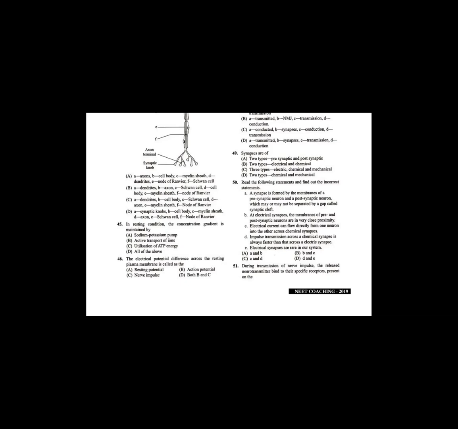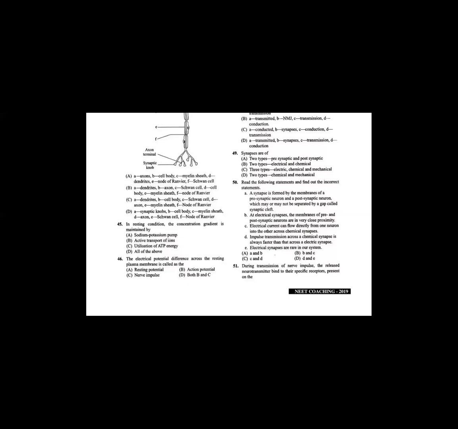So that is the site where a neuro impulse will be generated, and that neuro impulse will be conducted through the axon. Question number 46 is asking about the resting plasma membrane potential. That potential we call the resting potential.